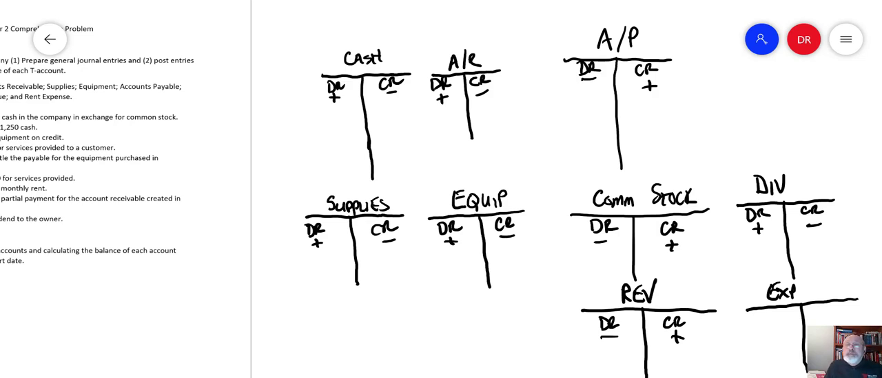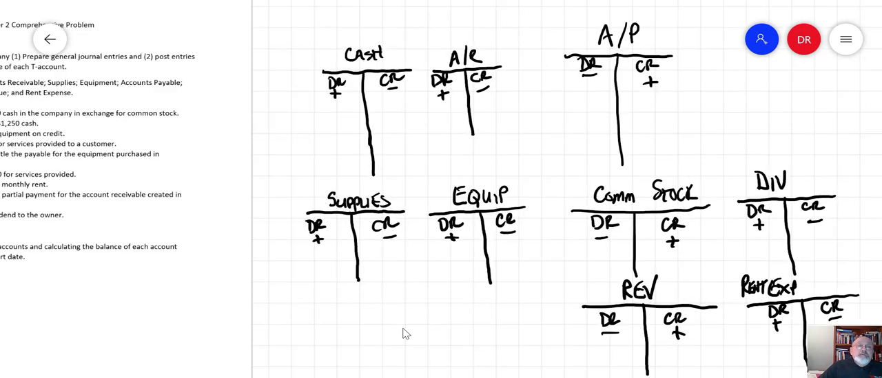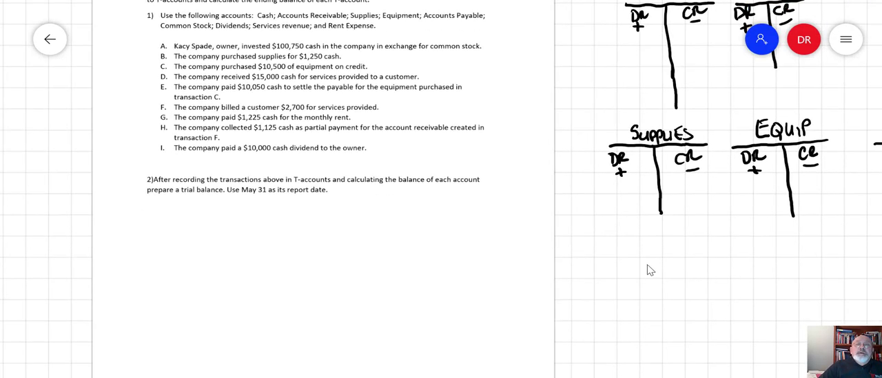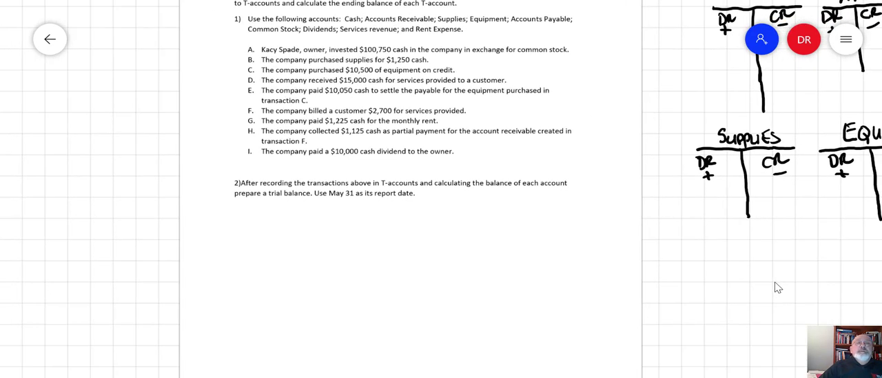It's rent expense, not just any expenses, but rent expense, which is just like dividend. It increases with a debit, decreases with a credit. All right, so these are our general ledger T accounts that we're going to use. Before we do the posting, we're going to do the journal entries.